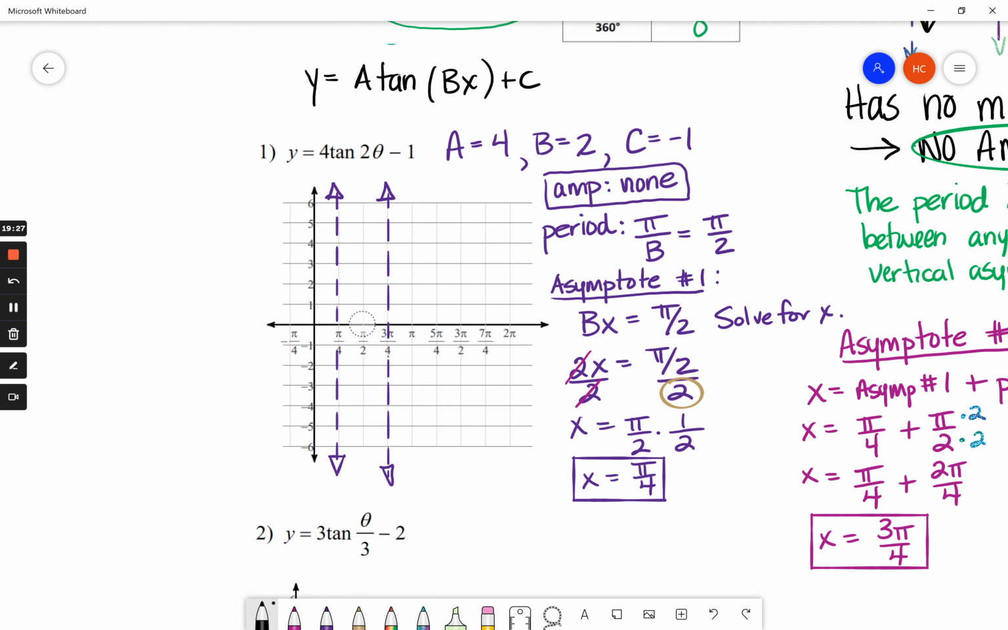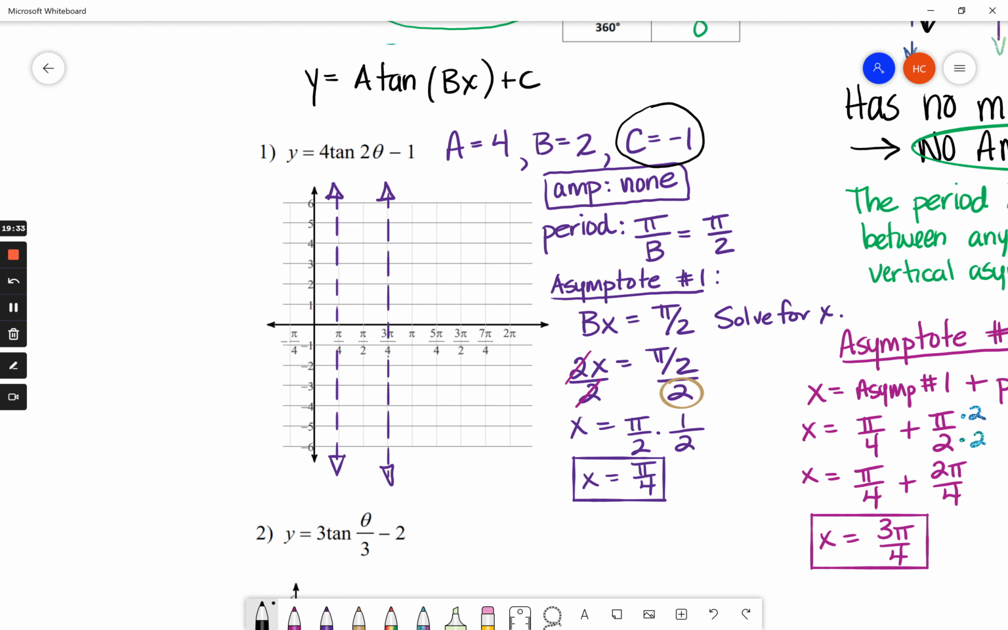Okay, now I know that my C value is -1. My C value tells me what my vertical translation is. Okay, it tells me if my graph has moved up or down. So based on -1, I know that my parent function dropped down 1 point, or dropped down 1 unit.